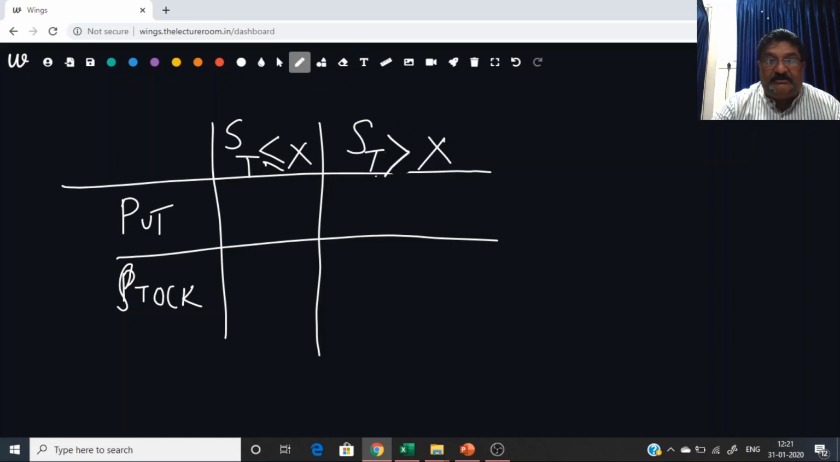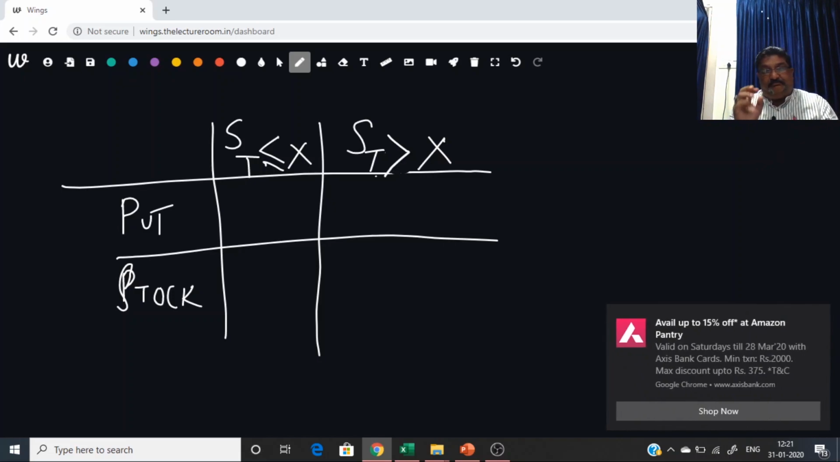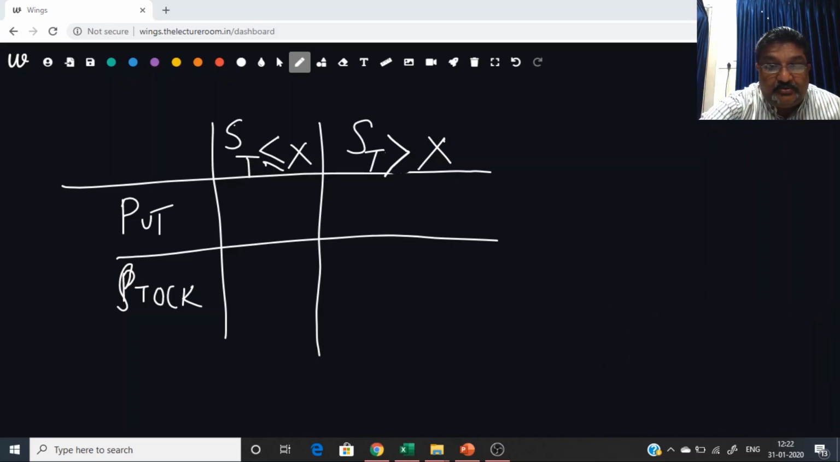The second scenario is when the stock price is more than the exercise price of X. Now, if you have invested in a protective put, there are two scenarios. One, the spot price at the time period T is either less than or equal to the exercise price. If the spot price is less than or equal to the exercise price, will you exercise the put option? My answer is yes.